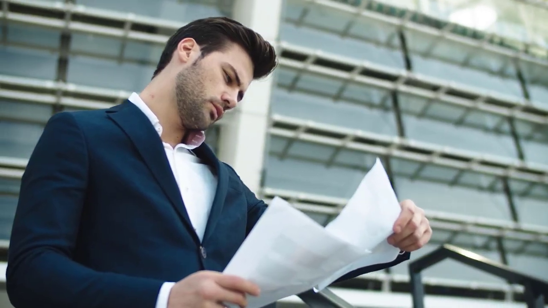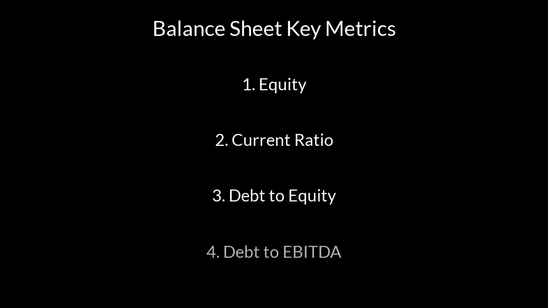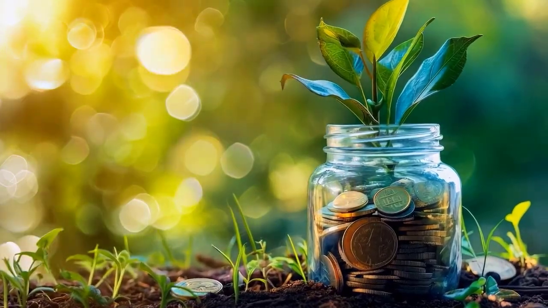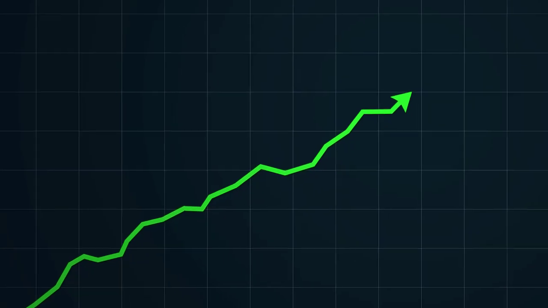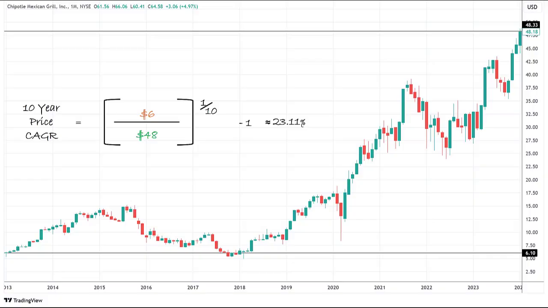When reading a balance sheet, I look at the following metrics: equity, current ratio, debt to equity, and debt to EBITDA. As a shareholder, I want the money that is owed to me, the equity, to grow. If the equity is growing, it's likely the value of my investment is growing too. Take Chipotle for example. In 2013, total equity was $1.538 billion, and in 2023, it was $3.062 billion. That's a 10-year compounded annual growth rate of 7%. In 2013, Chipotle's share price was around $6, and in 2023, it was around $38.80. That's a 10-year compounded annual growth rate of around 23%.